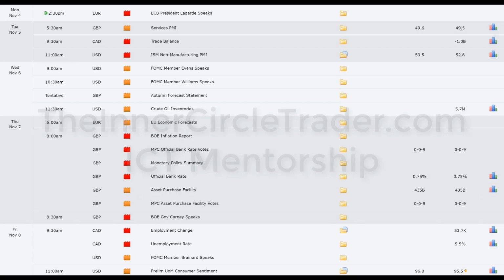On Thursday, 6 a.m., we have medium impact economic forecasts for the euro. And 8 a.m., New York Open, GBP high impact inflation report, official bank rate votes, and monetary policy summary, and asset purchase facility, medium impact for GBP. And then at 8:30 we have Carney speaking, high impact. So there's going to be a lot of volatility on Thursday's New York Open. So that's going to be the heavy hitter for this particular week.